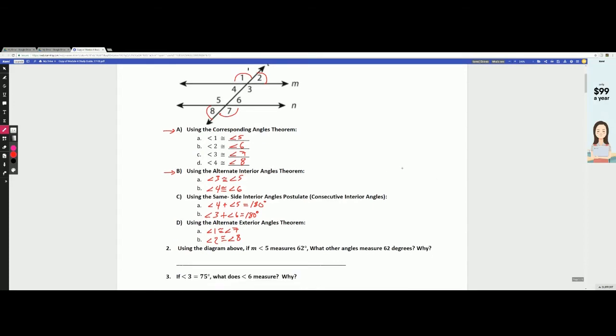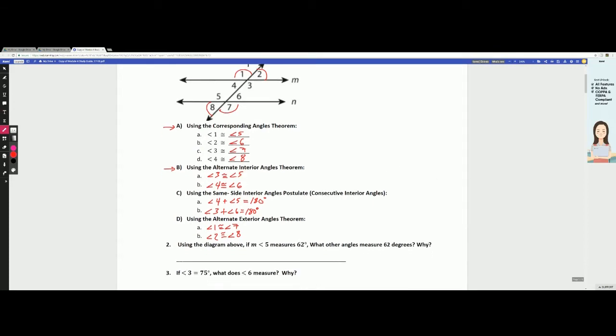We're going to use the same diagram for number 2. They're saying, if angle 5 is 62 degrees, what other angle measures 62 degrees, and why? Well, angle 7 is a vertical angle. Therefore, it's also congruent to angle 5. That means it's also 62 degrees, and again that's because it's a vertical angle.